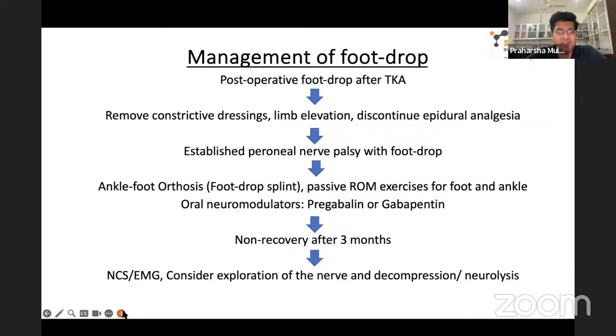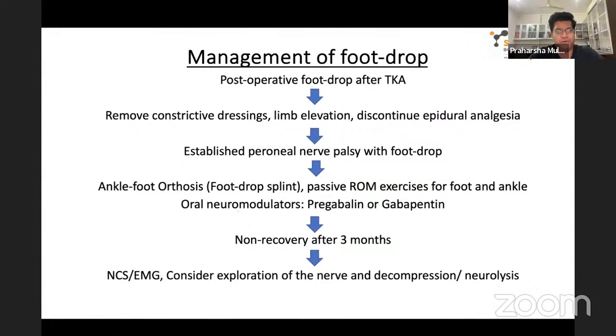So make sure, first of all, that you go to your SICU in the morning or in the evening after surgery, whoever is on call. You have to check for movements and pulses in every single case on day zero, day one, day two, because it's an evolving situation. Remove all the constrictive dressings, put the limb in elevation, and discontinue epidural analgesia, because epidural analgesia can itself result in some amount of foot drop in some rare cases when its effect is very heavy. So you need to rule that out first so that you know whether you're dealing with a nerve injury.